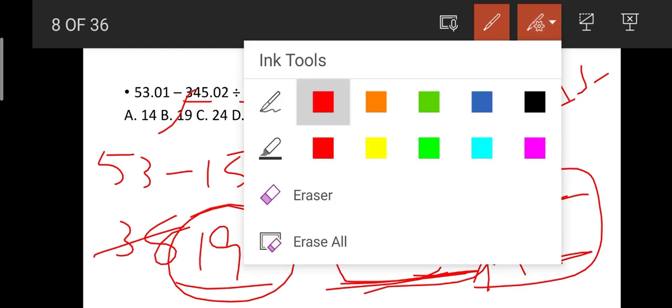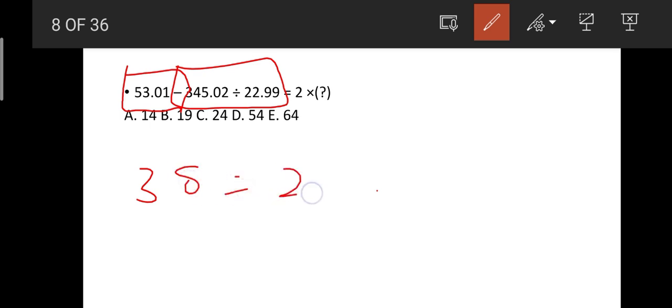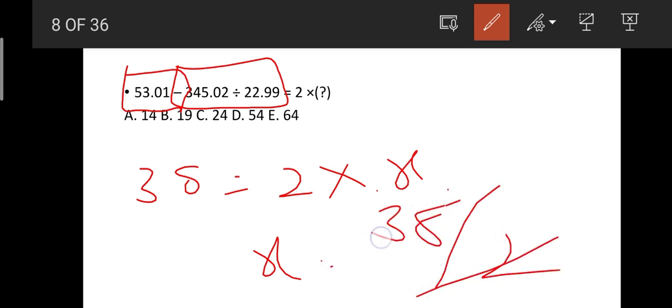Okay friends, I think you have understood here. First you should go for this calculation. Next the resultant should be subtracted from 53. Then you got 38. Here 38 is equal to 2 into question mark. So to get our x equal to 38 divided by 2, nothing but 19. Okay friends, I think you have understood this question also.